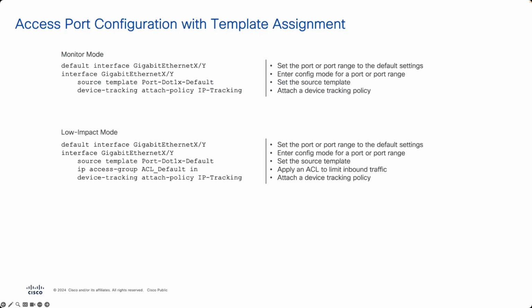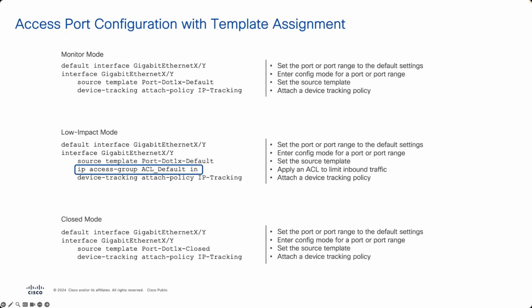If you look at the low impact mode, we assigned the exact same template, but we've assigned a local ACL so that it limits what they can talk to before they're actually fully authenticated and authorized. So your local ACL could allow DHCP and DNS before it's actually fully authenticated. And then in closed mode, we assign the port .1x closed template that has the access session closed enabled on it.